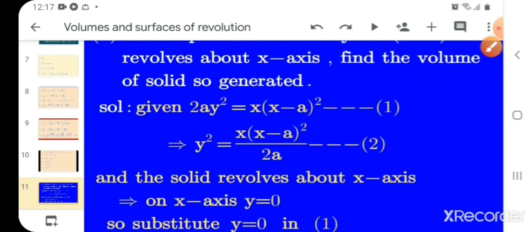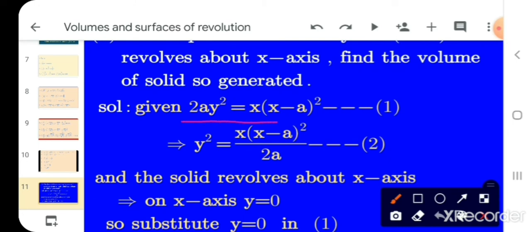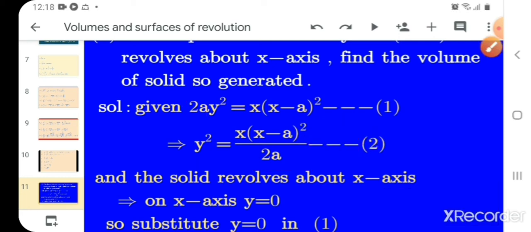Now see, first I write the given equation: 2a y square equals x into x minus a whole square. From this equation, we know the value of y square. What is the value of y square? I send 2a to the RHS, so we get the y square value. Y square equals x into x minus a whole square by 2a. Let this be equation number 2.